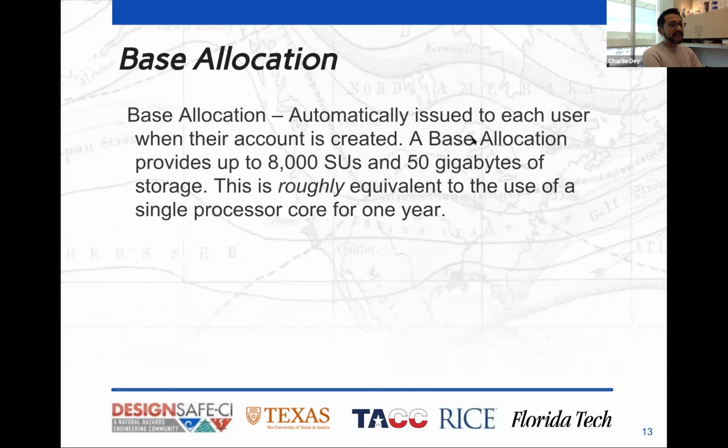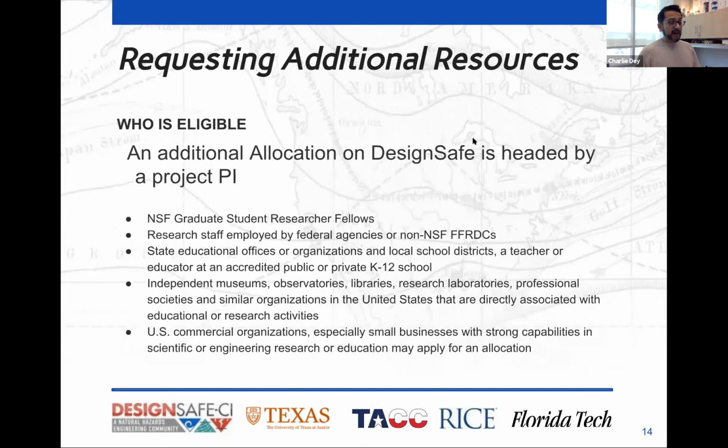Being a DesignSafe user, you automatically have a base allocation of about 8,000 service units and about 50 gigabytes of storage. That's roughly the use of a single processor core for an entire year. That's the base allocation. We also have other allocations that we can provide to you.